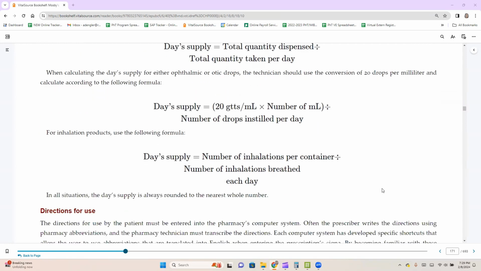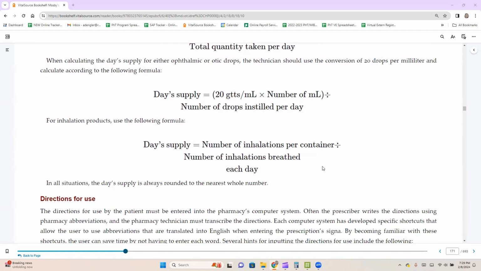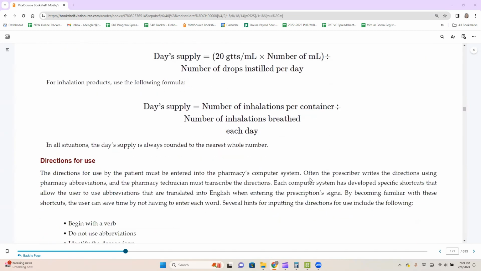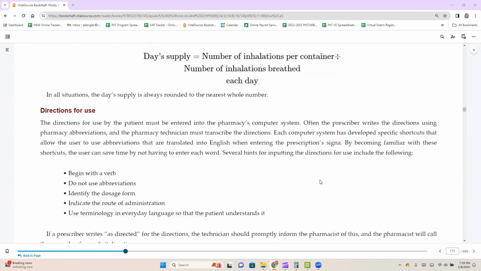For inhalation products, they're going to use this formula, which we will go over in depth when we do them. The directions for use by the patient must be entered in the pharmacy's computer system. Often the prescriber writes the directions using abbreviations, and the pharmacy technician must transcribe those directions. Each computer system has developed specific shortcuts that allow the user to use abbreviations that are translated into English when entering the prescription signa.